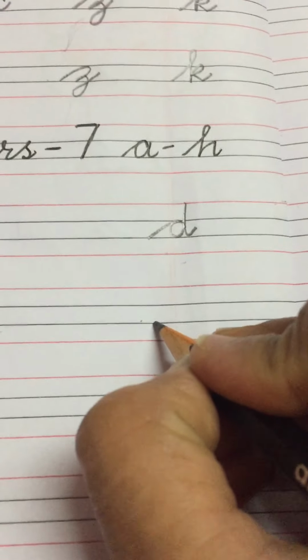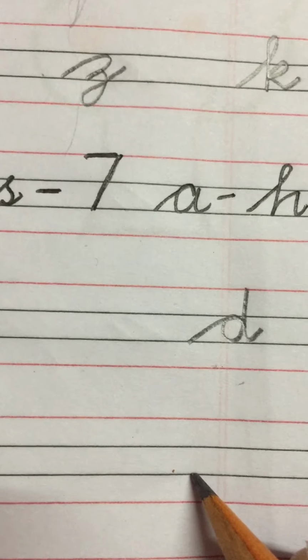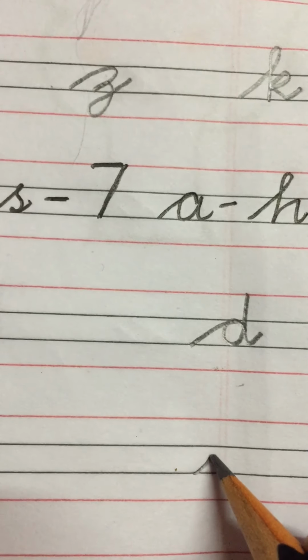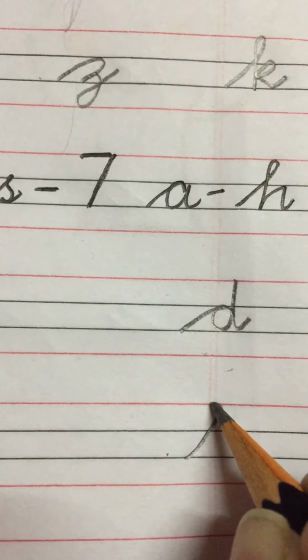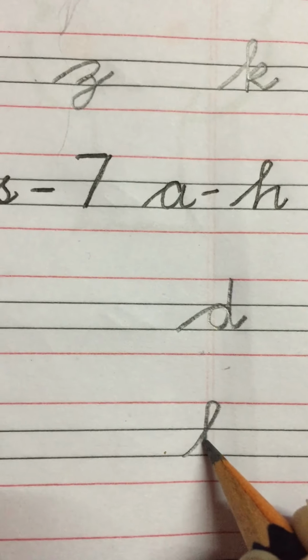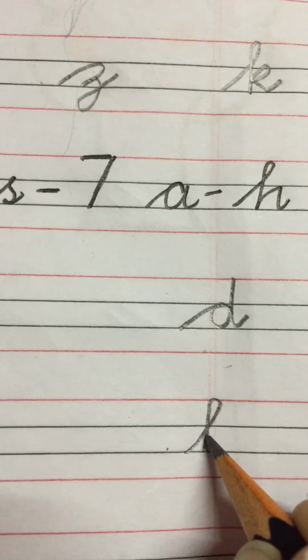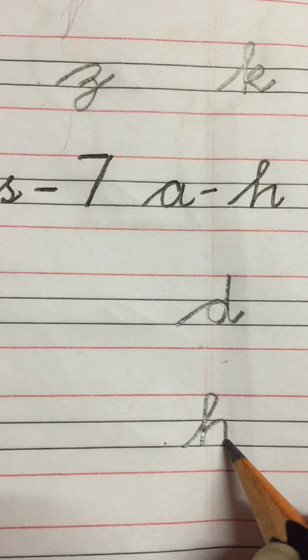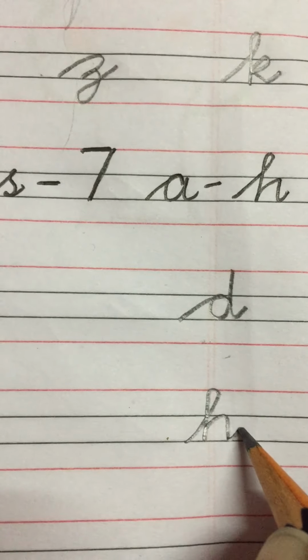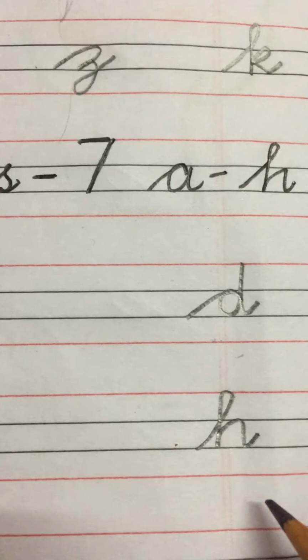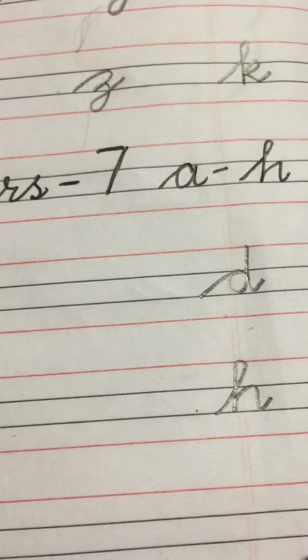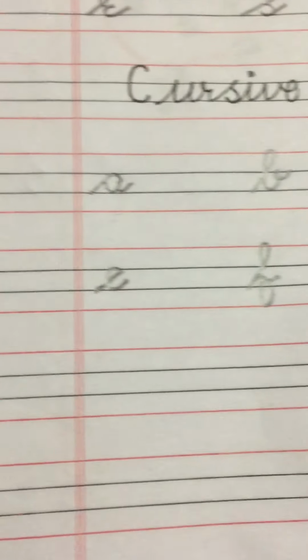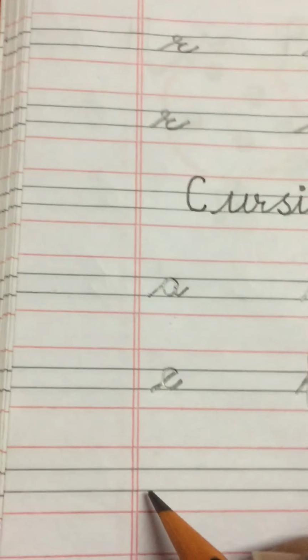And last one is letter H. Start from the third line, go up, touch the red line, come down, stop here, go in between, then slant, now standing line and go up. Letter H. Let's revise all the letters again from the starting.